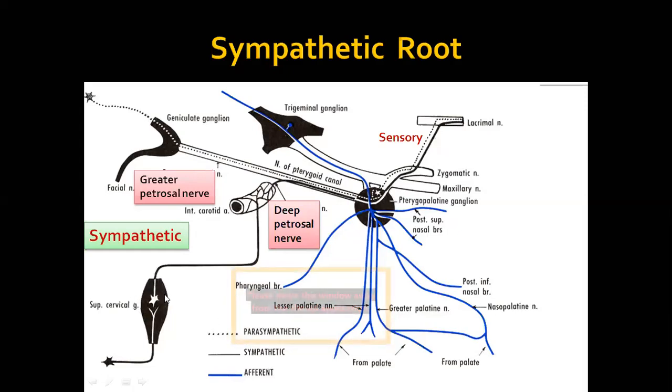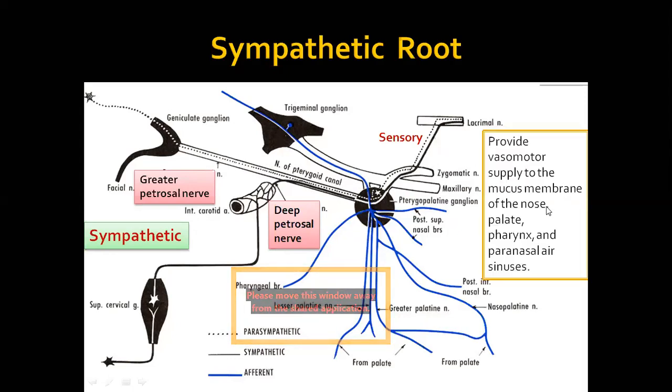Now the sympathetic route. Again, the postganglionic fibers arise from the sympathetic plexus around the internal carotid artery. From that it gives rise to the deep petrosal nerve. The deep petrosal nerve joins with the greater petrosal nerve to form the nerve of pterygoid canal, which passes through the pterygopalatine ganglion and supplies vasomotor supply to the mucous membrane of nose, palate, pharynx, and paranasal air sinuses. So I think you are clear with the sympathetic route.